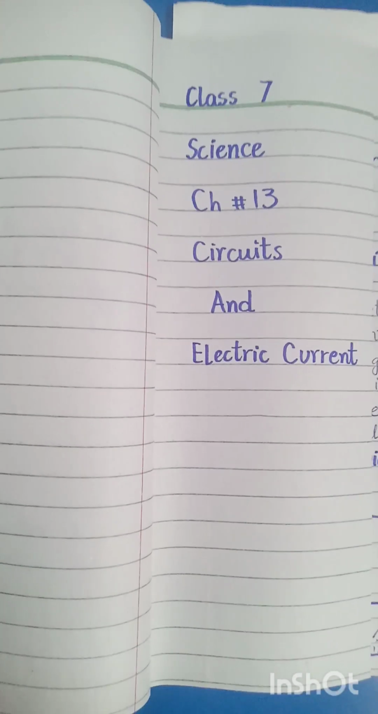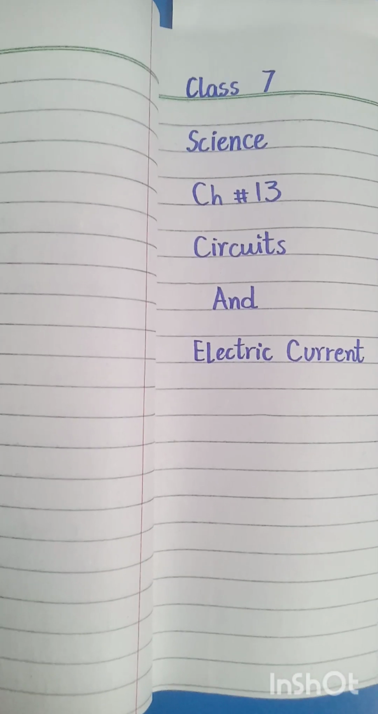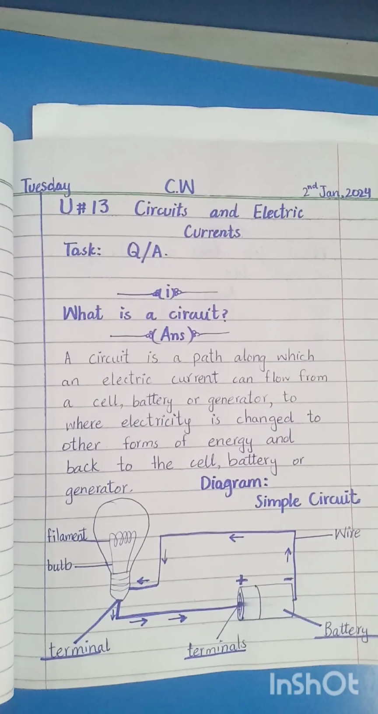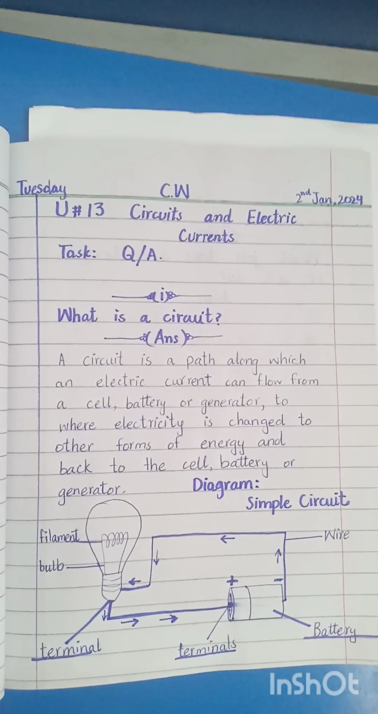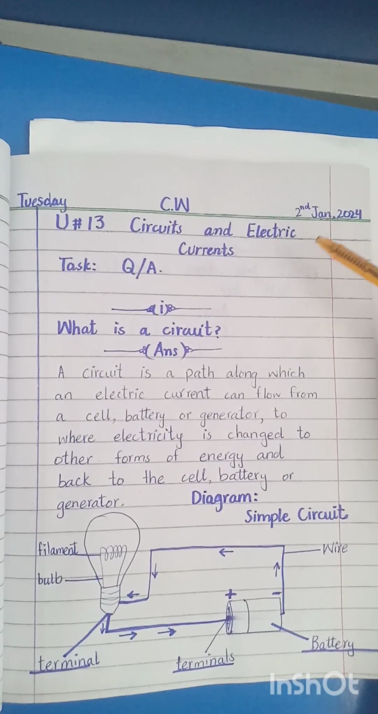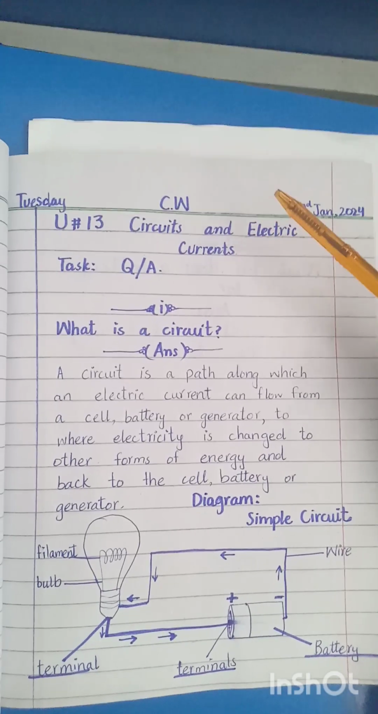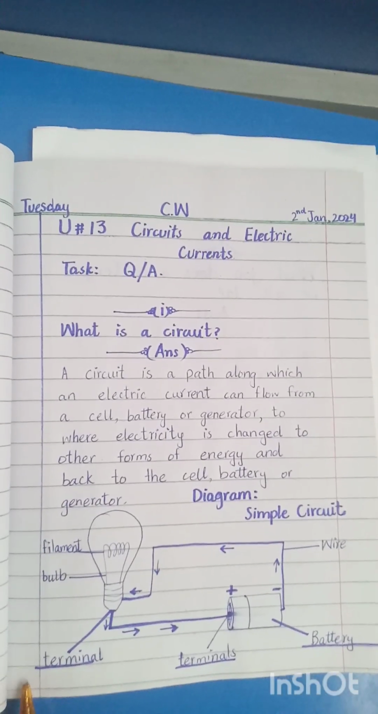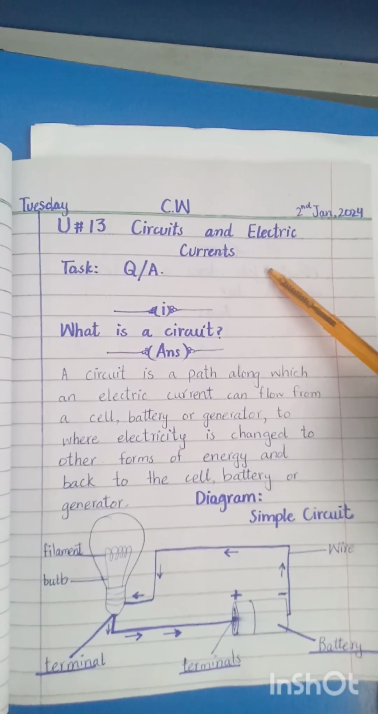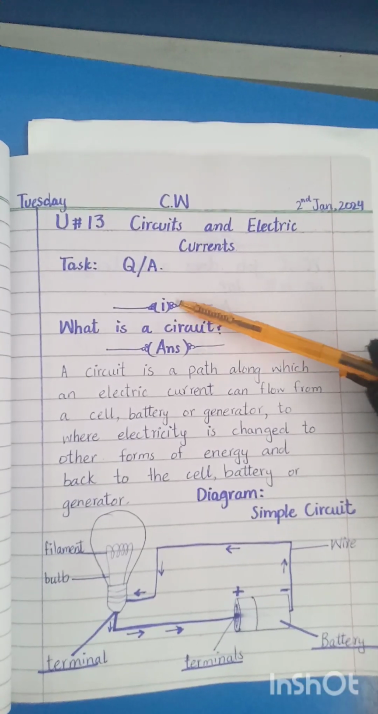Now today we start chapter number 13, circuits and electric current. From today on you have to do your work in the notebook, so please keep your notebook with you and mention the date and day, classwork, and also draw the margin line. Today we start chapter 13, circuits and electric currents, and your task is about the question answers.